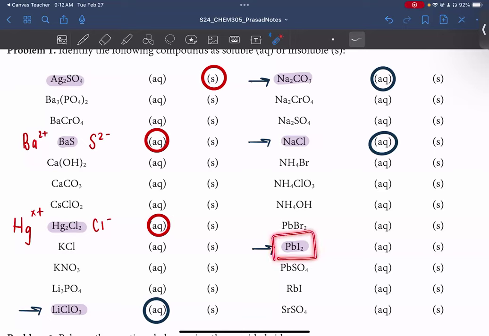And finally, we have PbI2. We have an iodine minus, which is generally aqueous. However, it is attached to Pb, aka lead. Therefore, in this particular case, it is solid.